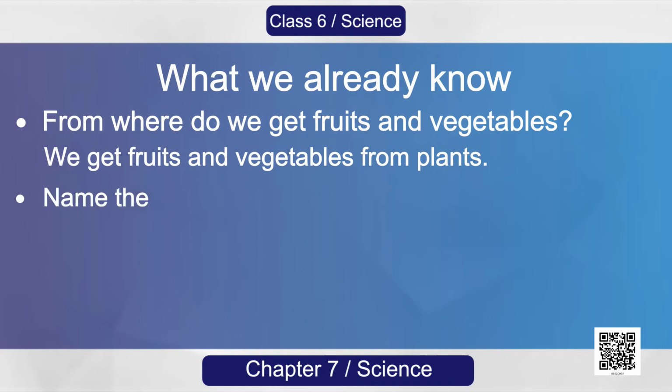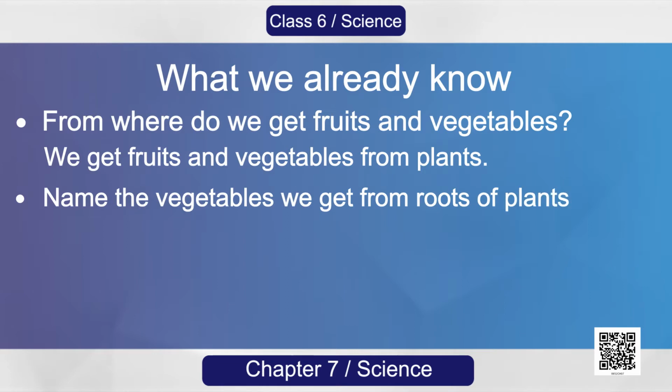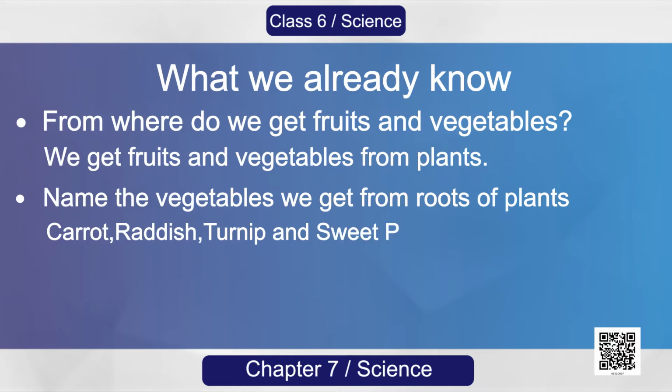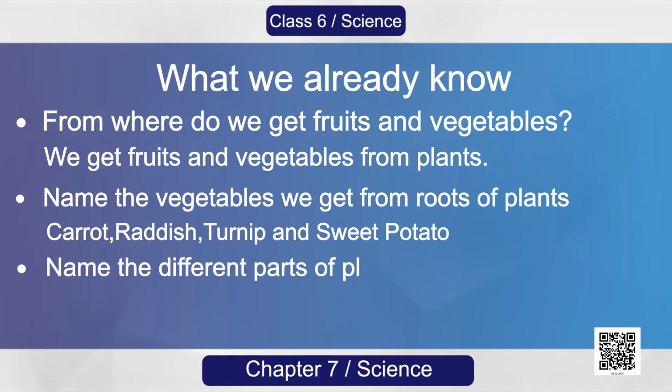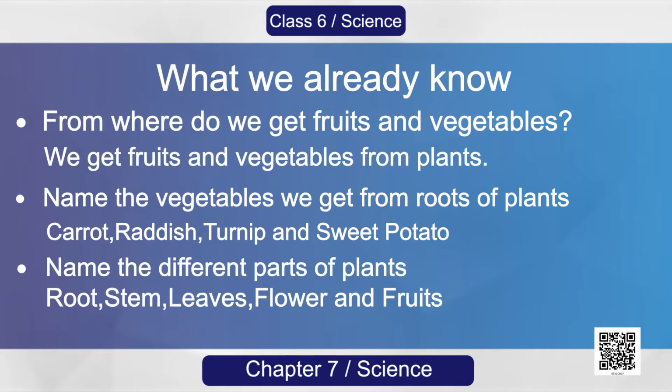Name the vegetables we get from roots of plants. Carrot, radish, turnip, sweet potato are some of the vegetables which we get from roots of the plants. Name the different parts of plant. Root, stem, leaves, flower, fruit are different parts of the plant.